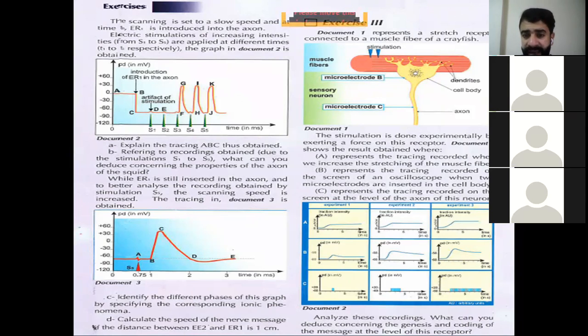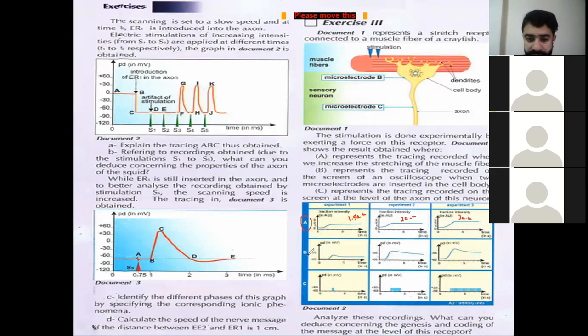The stimulation is done experimentally by exerting a force. This is called the traction. They call it the traction intensity or traction force. Document 2 shows the result obtained, where A represents the tracing recorded when we increase the stretching of the muscle fiber. Here it's about 1.5 arbitrary units, AU. Here we increase to about 2 arbitrary units, and here to about 3 arbitrary units. So we have increasing intensity of the stretching of the muscle fiber.